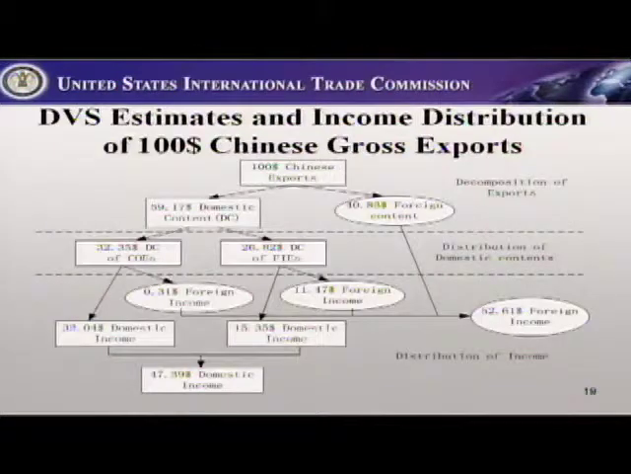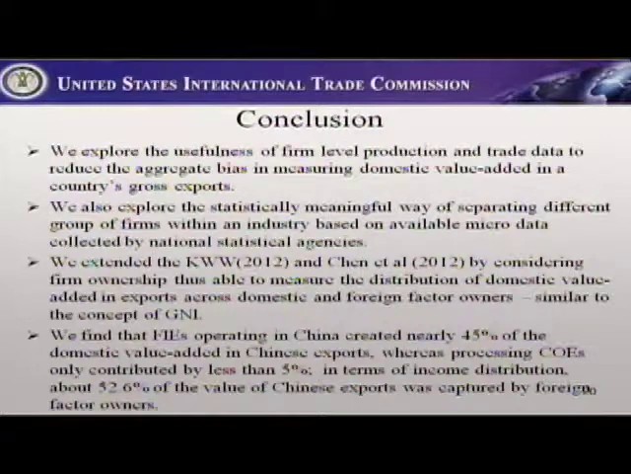Let me conclude. We explored the usefulness of firm-level production and trade data to reduce the aggregation bias in measuring domestic value added in a country's gross exports. We also explored a statistically meaningful way of separating different groups of firms within an industry based on available macro data collected by national statistical agencies. All this data is available, it's just a matter of how to access it. We extended the KW and Chen et al.'s methodology by considering firm ownership, thus enabling us to measure the distribution of domestic value added in exports across domestic and foreign factor owners. So we developed a concept similar to gross national income.